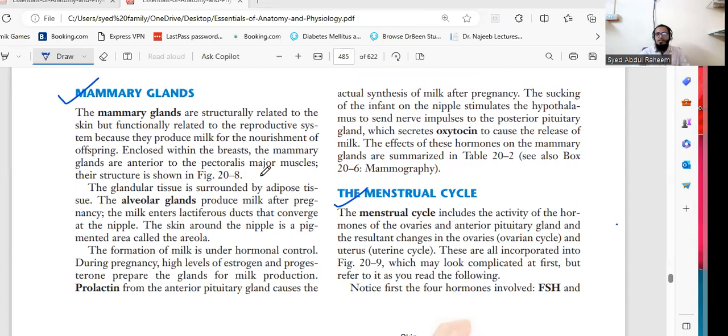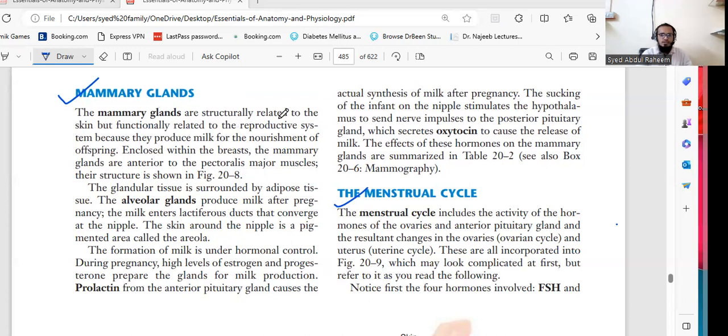And the second thing is that the mammary glands will feed the baby only if conceiving happens. If conceiving doesn't happen, what will happen? The mammary gland doesn't activate. If there is no pregnancy, no conceiving, the mammary gland is not active. The mammary glands will still be there, but they are not functional. Next, we'll talk about mammary glands.